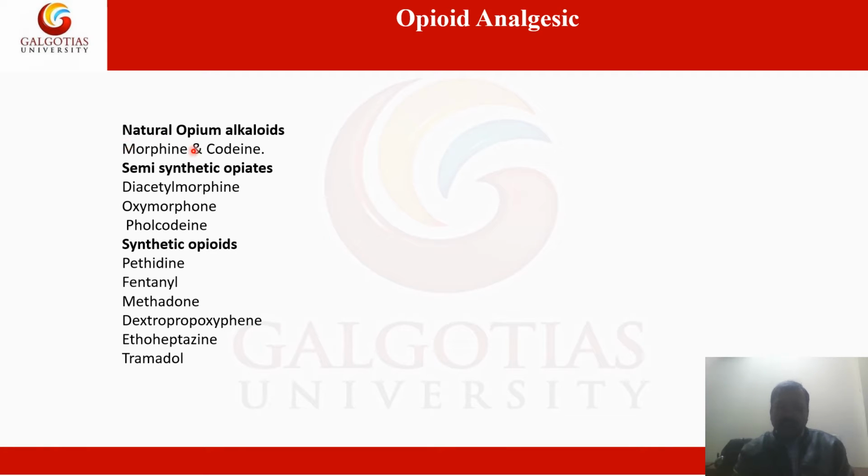Natural opium alkaloids are morphine and codeine. Semi-synthetic opioids are diacetyl morphine, oxymorphone, and polycodeine. Synthetic opioids are pethidine, fentanyl, methadone, dextropropoxyphene, ethoheptazine, and tramadol.